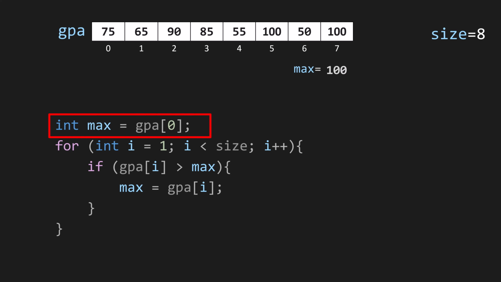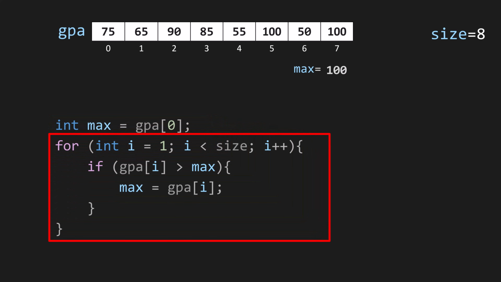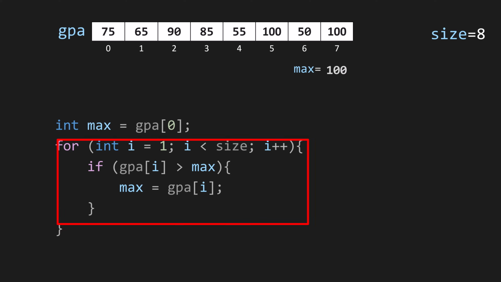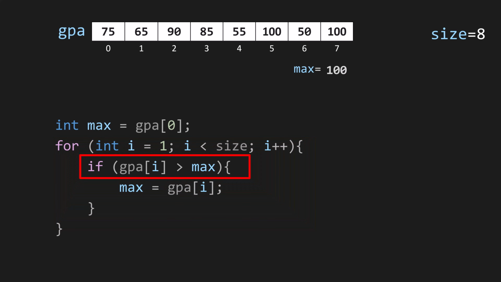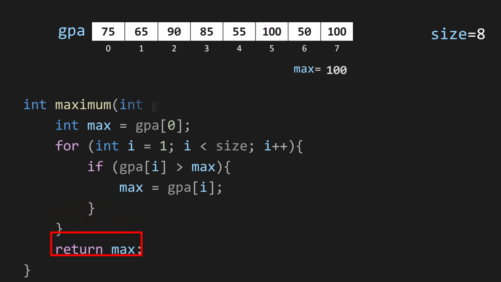First, we initialized max to the first element of the array. Then we used a for loop to iterate through the array from the second element onwards. After that, we compared each element with max inside the loop. Then we updated max whenever we found a larger value. If the value was not larger, max remained unchanged. Finally, max holds the maximum value in the array. And that's how you use a for loop to find the maximum value in an array.